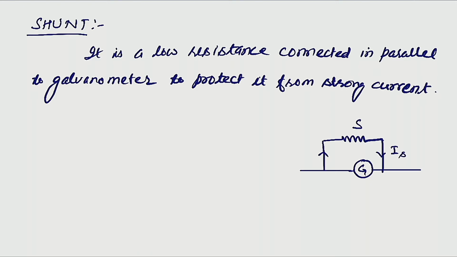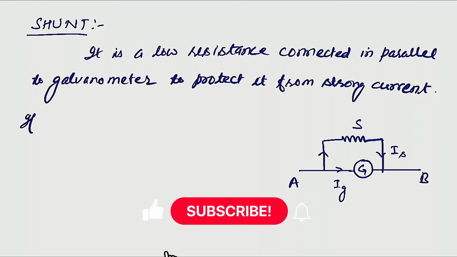How does it protect the galvanometer from strong current? Because we know that current always follows the easy path. Since this is a low resistance device, current will follow this path, and that's why our galvanometer is safe.